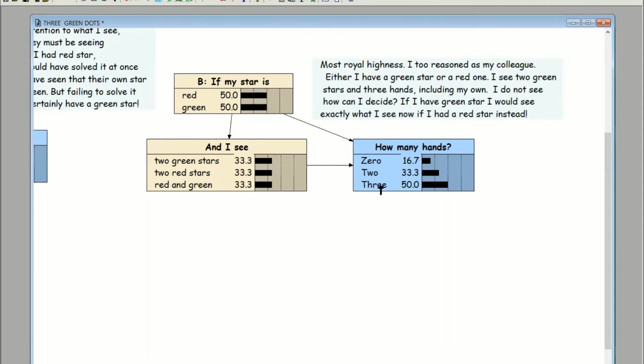And he said, well, look, I see 3 hands. If I were to see a red and green, I would know that it's green, but that's not what I see. What I see is 2 green stars. And so if I see 2 green stars and I see 3 hands, well, then either of those possibilities could be possible. That is why, Your Highness, I am confused.